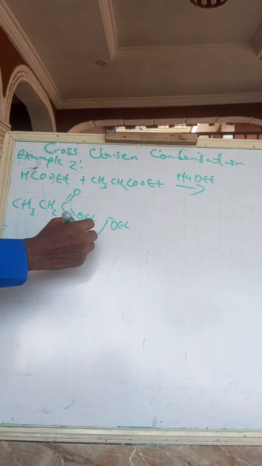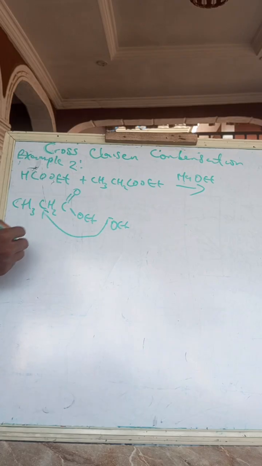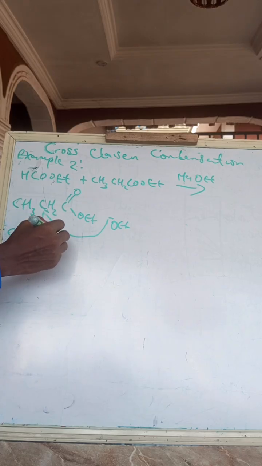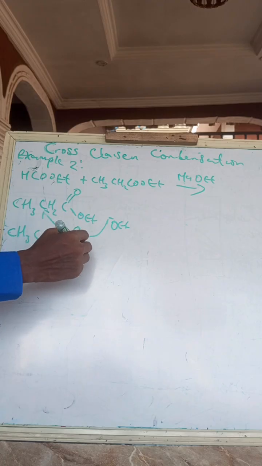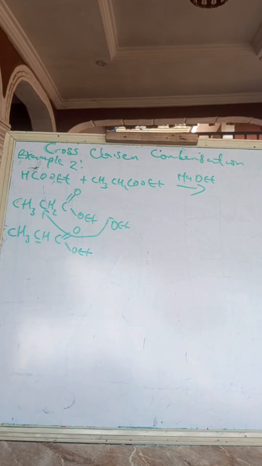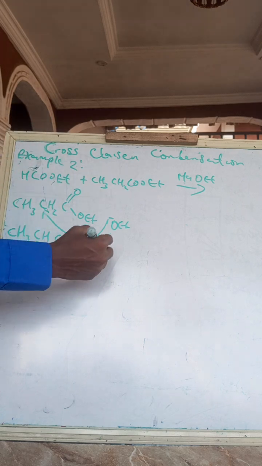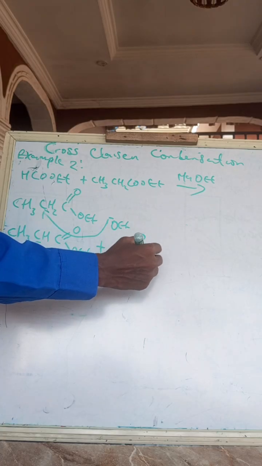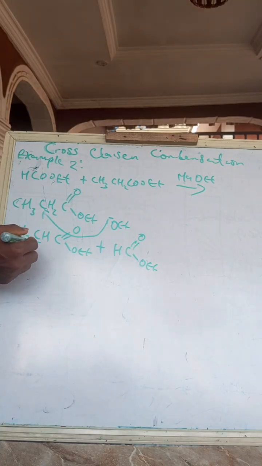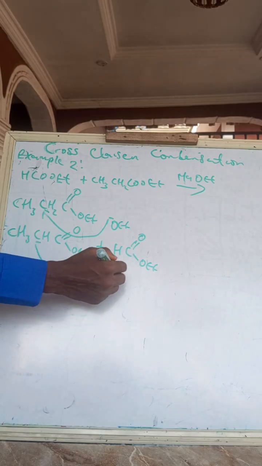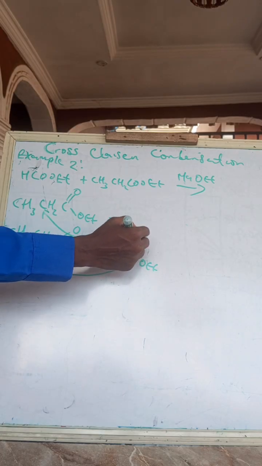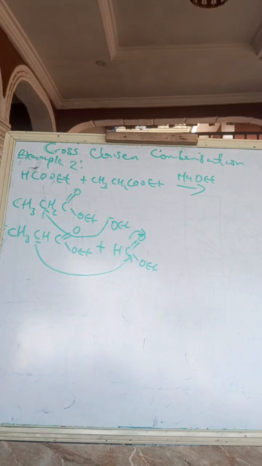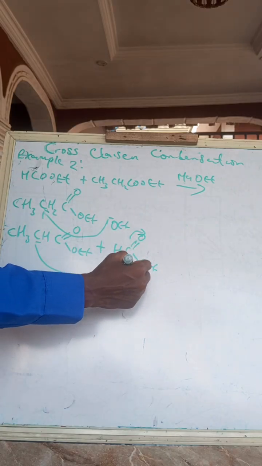So attacking our alpha hydrogen, we are left with this. So we successfully form our enolate. So we can make use of the second reactant at this point. So this our anion would attack our carbonyl group, causing the delocalization of the pi bond, leading to the formation of this.